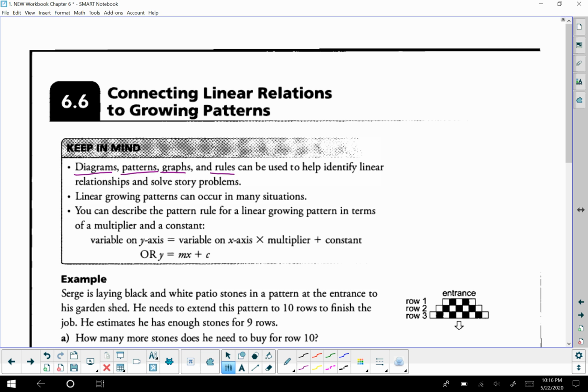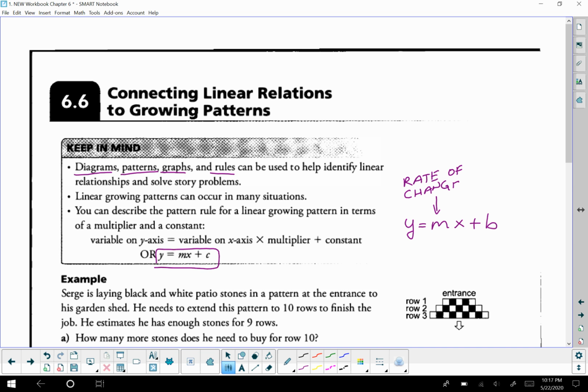One of the most important things is that in the last sections we connected the pattern rules with the equations, and this is what they came up with: y equals mx plus c. Really, this is what we're going to follow: y equals mx plus b. That is a very important equation. It represents all linear relations, so all straight lines. If you remember, m is the multiplier or rate of change. I'm going to write it, rate of change.